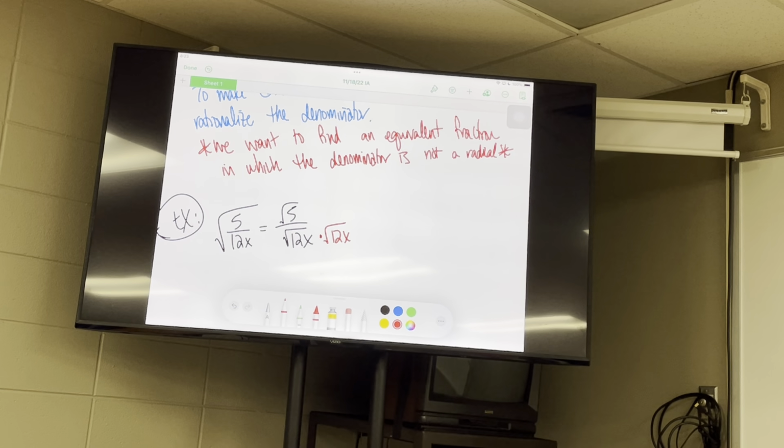I can't change the value of my problem, so I can't just multiply the bottom because it's going to change the value of it. What do I also need to do? Multiply the top as well. Because what is 12x over 12x? 1. Anything over itself is 1. 5 over 5 is 1. 8 over 8 is 1. Negative 3 over negative 3 is 1. And whenever you multiply something by 1, have you changed the value of it at all? No. It's the same. So here we end up with the square root of 5 times the square root of 12x, and then here we end up with just 12x.